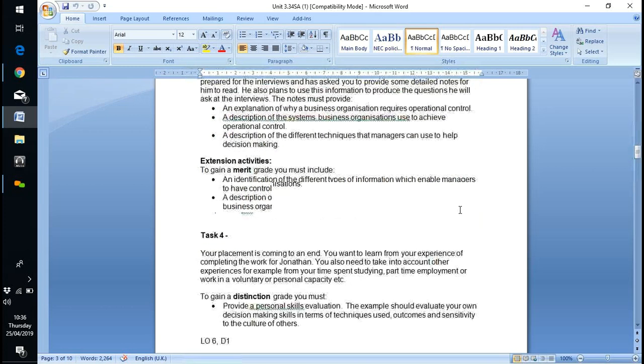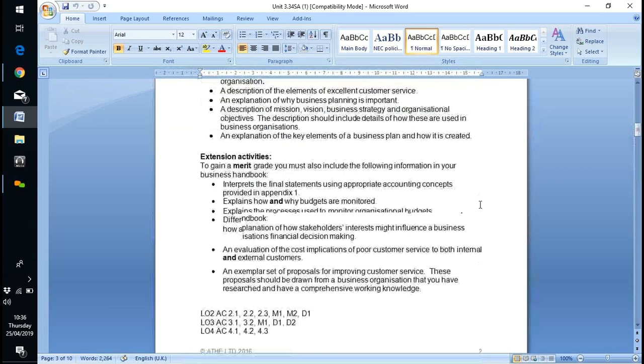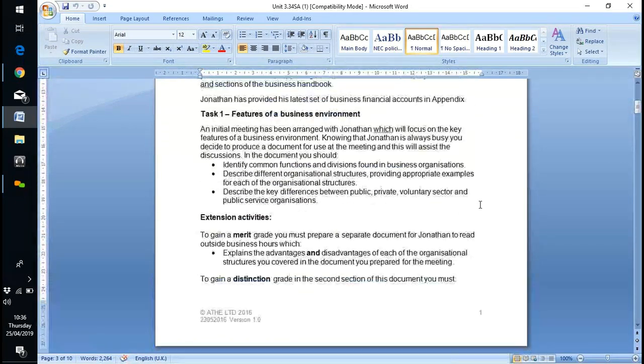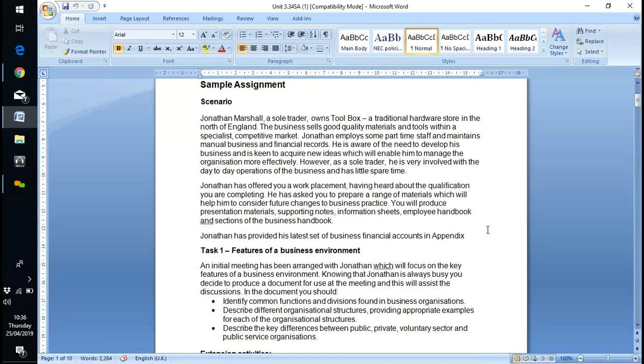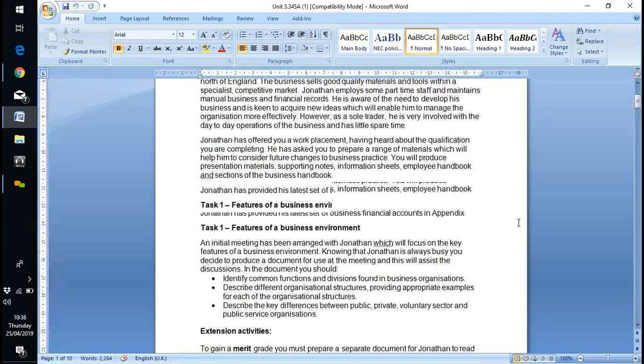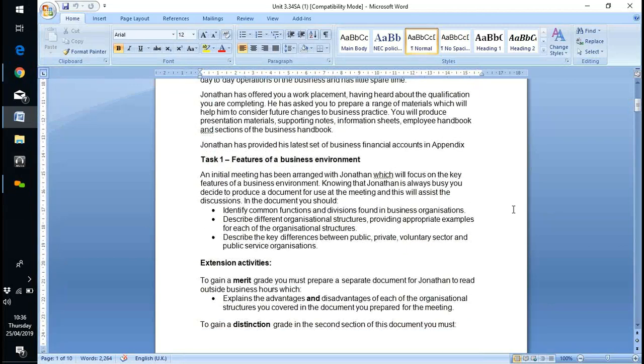Excuse me. So that's an overview of the whole unit. Going back to task 1, read the scenario again clearly before you make any start. And also then once that's started, identify what you need to do, make a list. So you've got to identify the common functions and divisions, describe different structures, providing examples, and describe the key differences between public, private, voluntary sector and public service organisations.